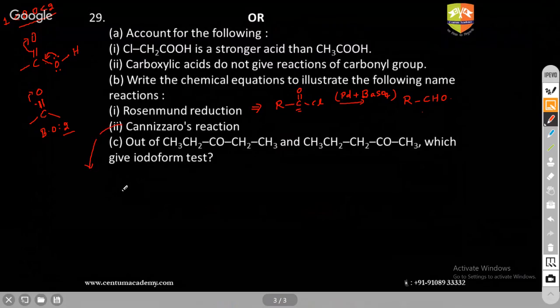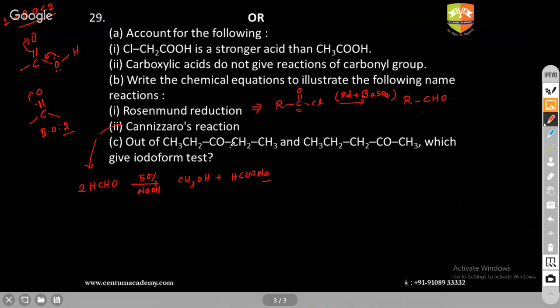In this reaction, we know that we take two molecules of aldehyde, like suppose I'm taking HCHO, and we use 50% NaOH, concentrated base. One of the molecules will get reduced and form alcohol, and another molecule gets oxidized and forms the sodium salt of it. So this is the Cannizzaro reaction we have. One will get reduced, the other one will get oxidized.